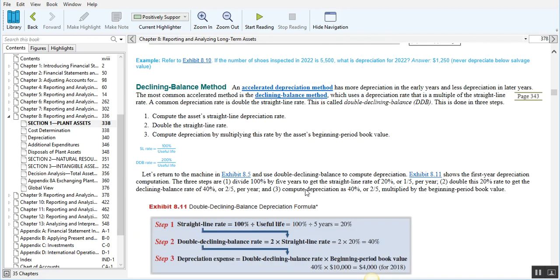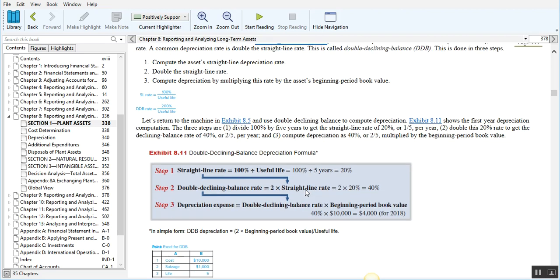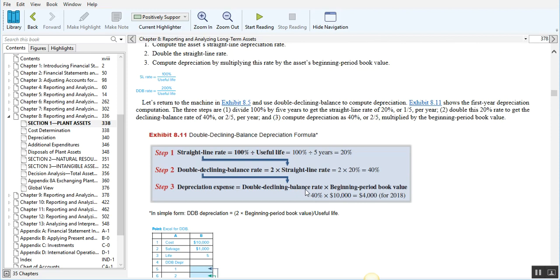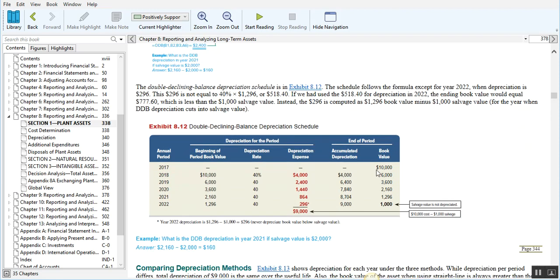The last one is a declining balance method, double declining balance. And we call it double declining balance because we take double the straight line rate. So the straight line rate here is 100% divided by 5. It's 20% per year. We double it. In other words, we take 2 times that rate. 2 times 20%, that's 40%. That calculates our depreciation each year.